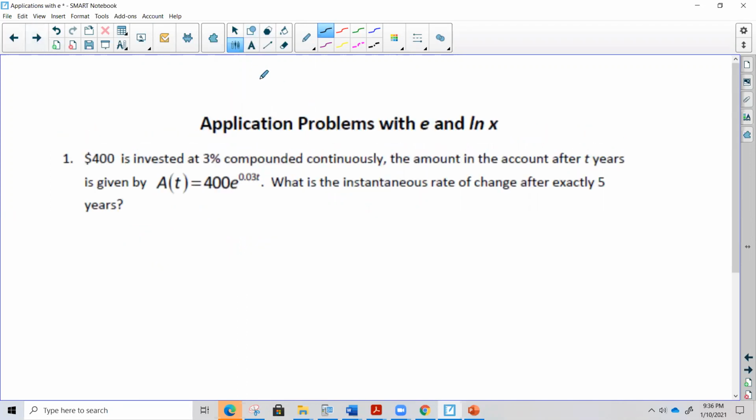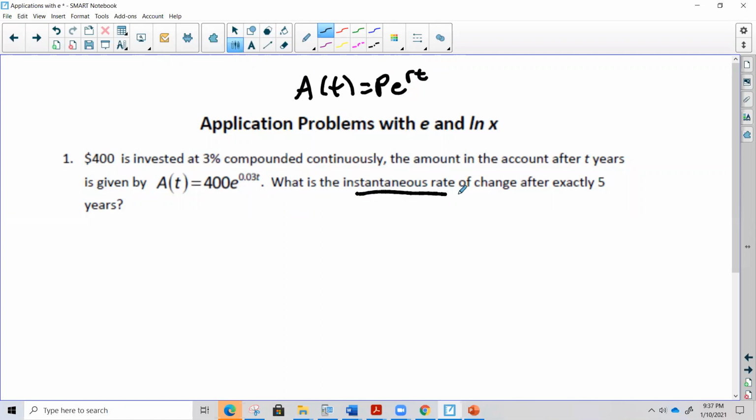Okay, so staying with that problem, or a similar problem, we're now going to get into what this has to do with calculus. It says $400 is invested at 3% compounded continuously. So we're using that same formula. The amount in the account after t years is given by this. They did give you the equation this time, but they just plugged in the P and the r into that general equation for compound interest, which is Pe to the rt. Some people remember it as Pert.